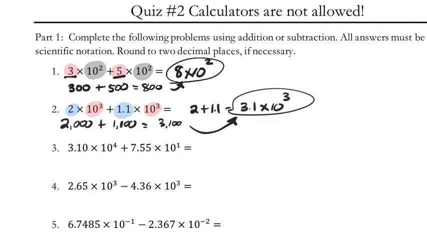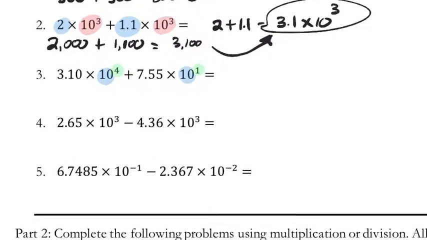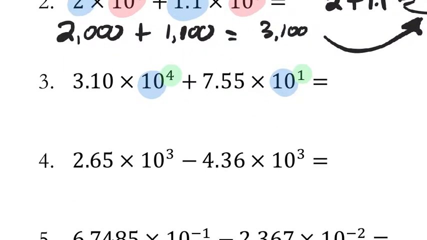For problem 3, now we have the bases being the same, but the powers are different. So we cannot simply add the 3 and the 7 together to get a 10 or whatever. They're just a whole different type of number. One way to make this simpler is to put them in standard notation. So 3.10 times 10 to the fourth, you could move the decimal 4 times, and you get 31,000.